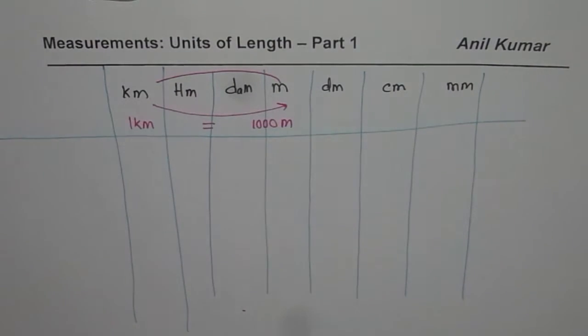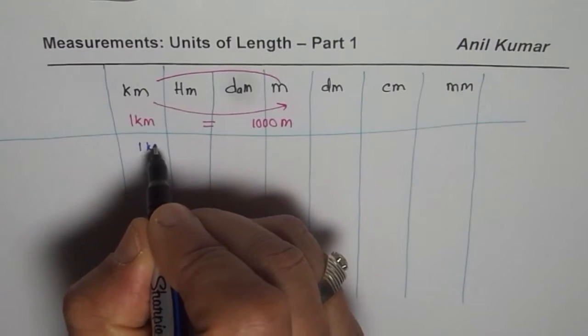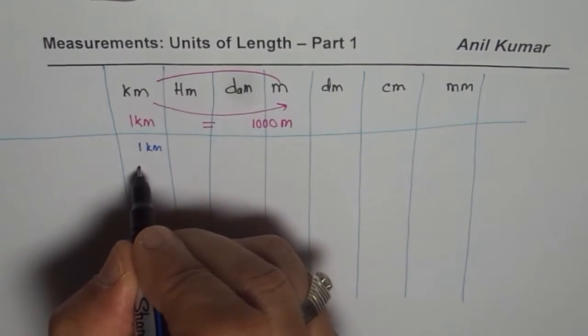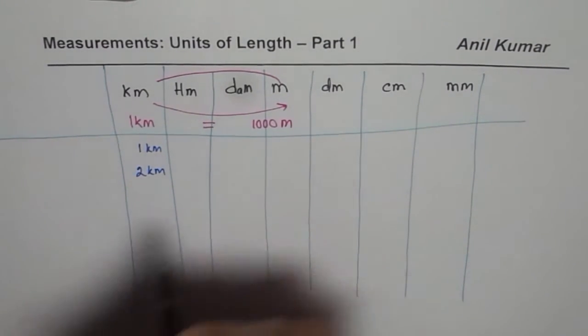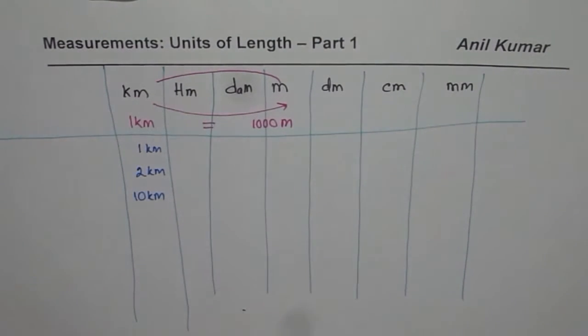So here what we will do is we'll take some kilometers. Let us say if it is 1 kilometer, then how many meters does it make? If it is 2 kilometers, how many meters does it make? If it is 10 kilometers, how many meters? It is equal to, right? So how are they related? Well, the idea here is to multiply it by 1000.